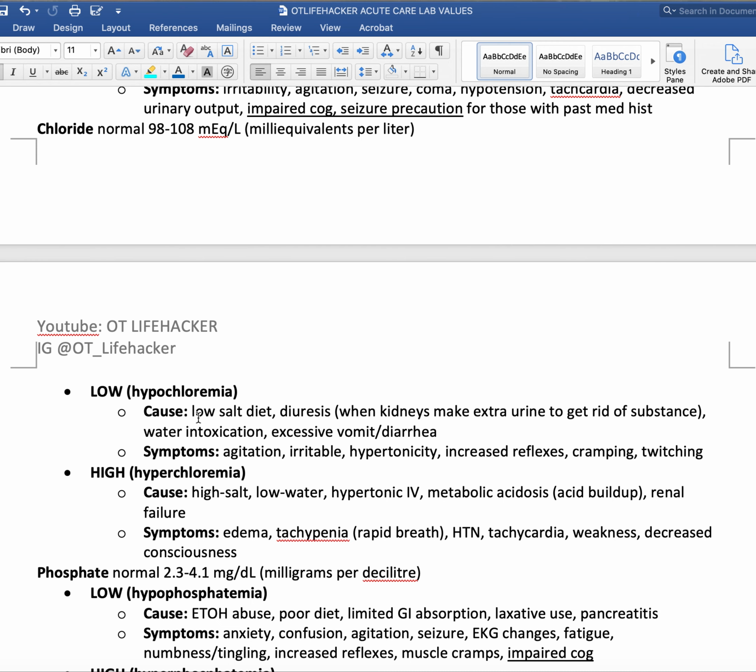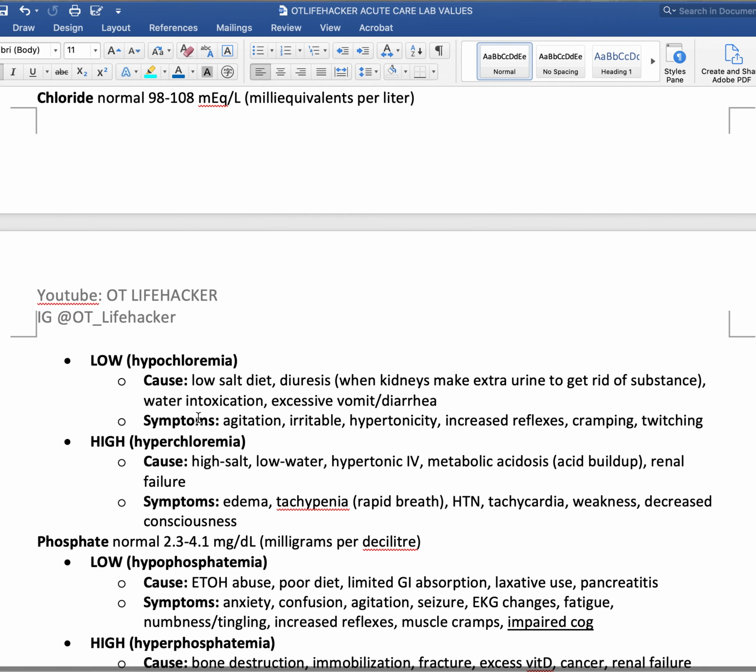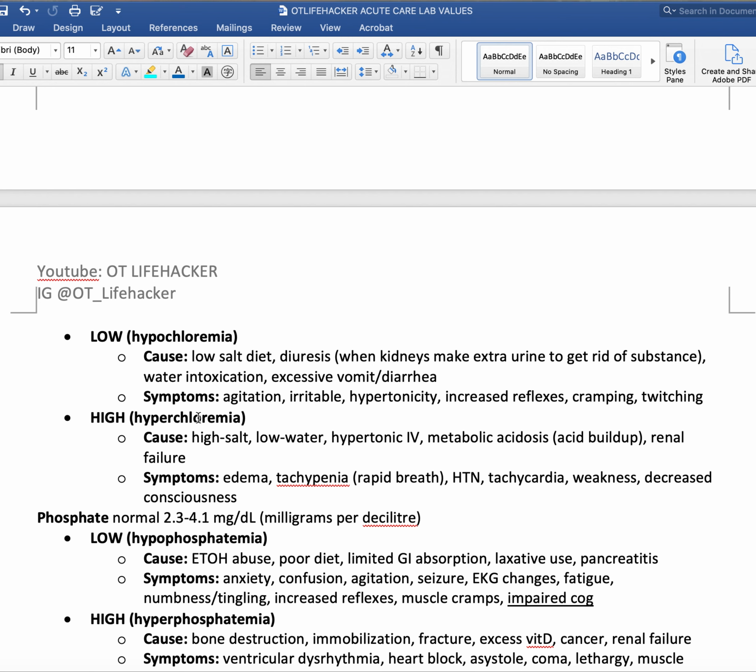Chloride. Normal is 98 to 108. Low is hypochloremia, and causes can be low salt diet, diuresis, water intoxication, excessive vomiting, or diarrhea. And symptoms can be agitation, irritability, hypertonicity, increased reflexes, cramping, and twitching.